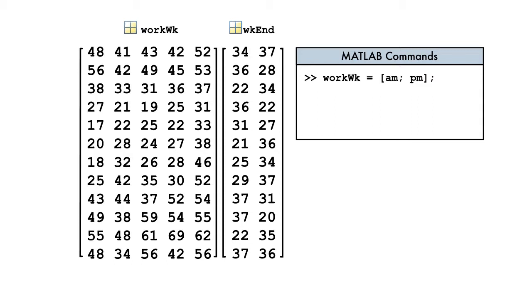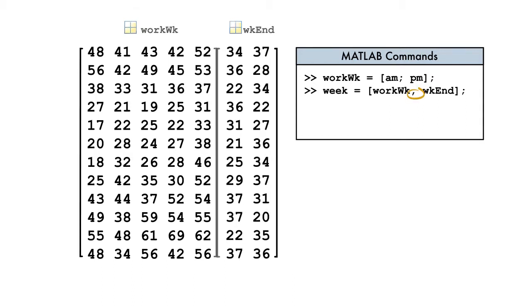In order to concatenate horizontally, the matrices being combined must have the same number of rows. The work week and weekend variables have the same number of rows, so we're good to go. The matrices are enclosed in brackets and separated by a comma to indicate horizontal concatenation.